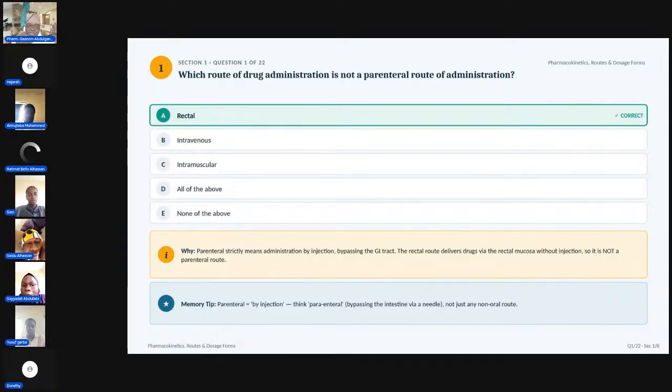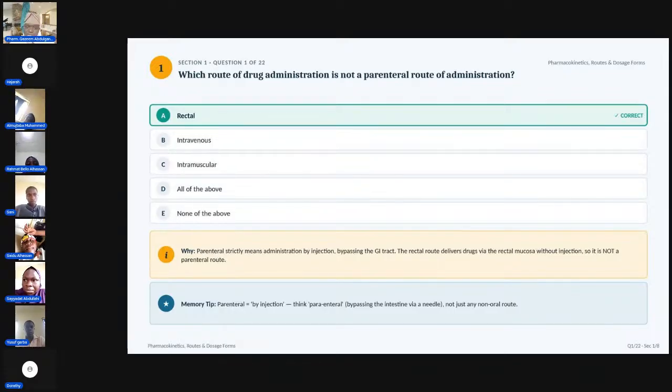Somebody that puts a drug under their tongue as well, that also bypasses the GIT. However, it is just put sublingually, under the tongue, and then it goes into the bloodstream. So it's also not by injection. So expect a question. If I was the one setting this question, rather than putting rectal here, I'd put sublingual here for you. Does that make sense to us? If I put sublingual here, that is still not a parenteral route, so that would be the answer in that case.